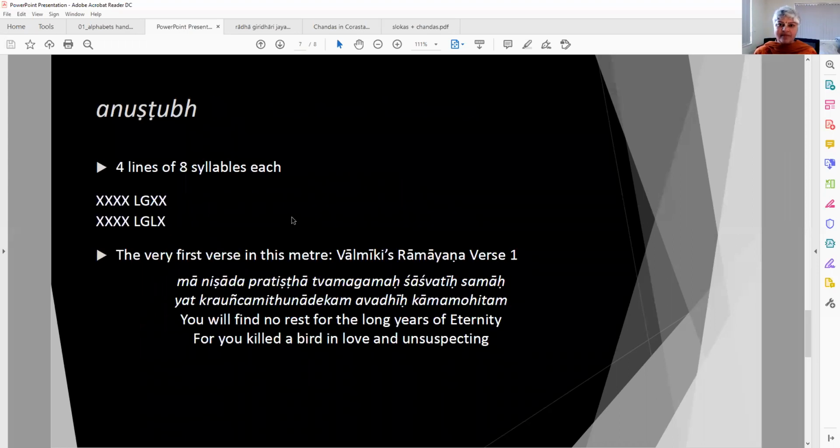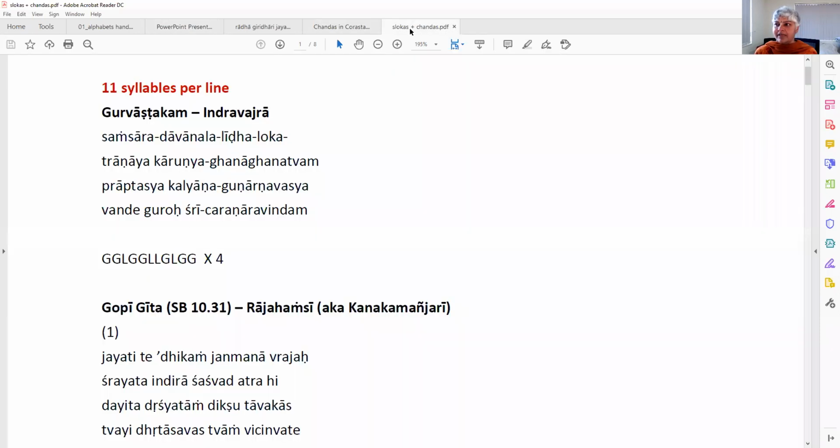So we learned, and then we looked at Anushtup. And we started looking at all the other shlokas and the chandas. We started with the ones which have 11 syllables per line. We started with the Guru Ashtakam, and we said that that was in a meter called Indra Vajra. Now here we also learned that the name of the meter can indicate what the content of that particular verse is supposed to be.